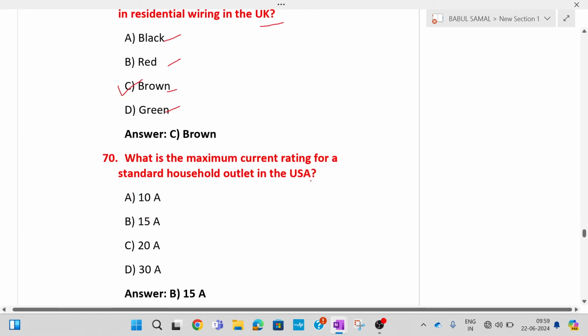What is the maximum current rating for a standard household outlet in the USA? So here 15 ampere will be correct. So our maximum outlet current is 15 ampere, no more than that, in America, the United States of America.